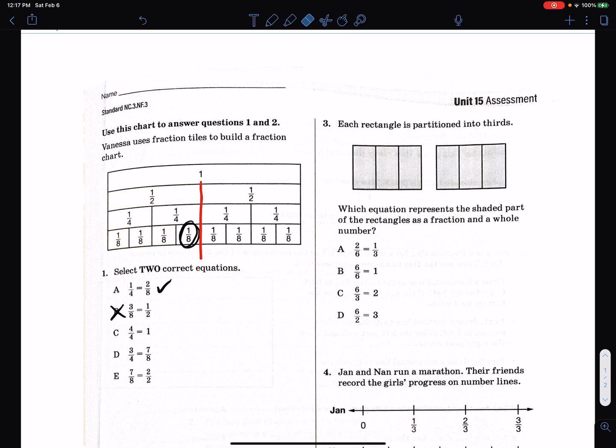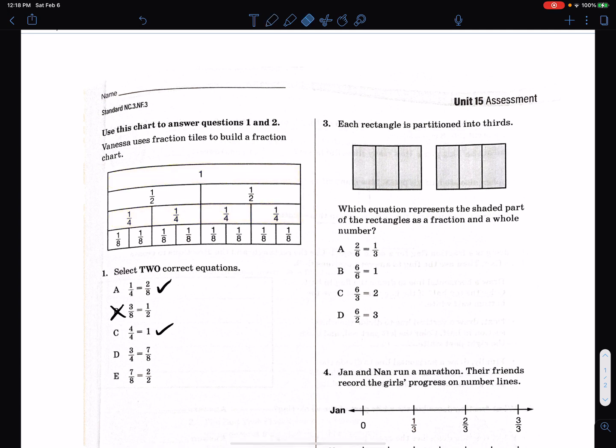And then I'm going to look at letter C. So they think that 4/4 is equal to 1/2. So I'm going to color in 4/4, 1/4, 2/4, 3/4, and 4/4. And I'm going to color in 1/2 up here with my fraction tiles. So I can see that they are the same. I have the same amount shaded. So I'm going to put a check mark beside this one.